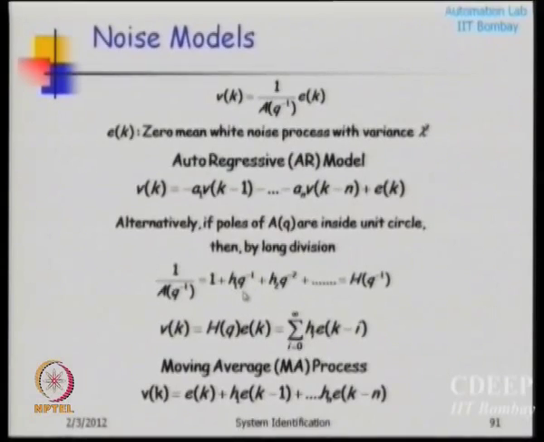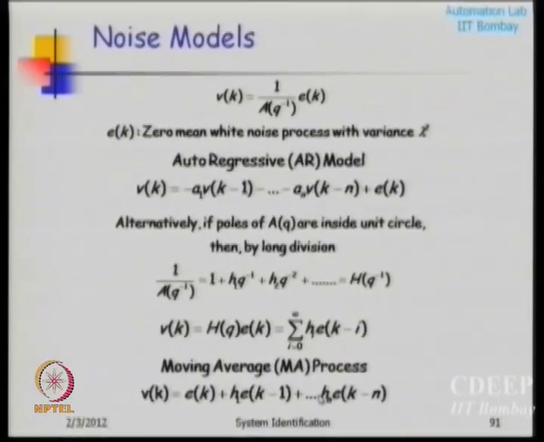Very simple models, and they are interconvertible. All that I am trying to tell you is that one and the other are interconvertible. See here, if 1 upon A(q) can be expanded, you just do long division. You can do polynomial division; maybe I can give it to you as an exercise. So I can write 1 upon A(q) as 1 plus h1 q^-1 plus h2 q^-2 and so on, and that means v(k) is some function of past e(k) alone.